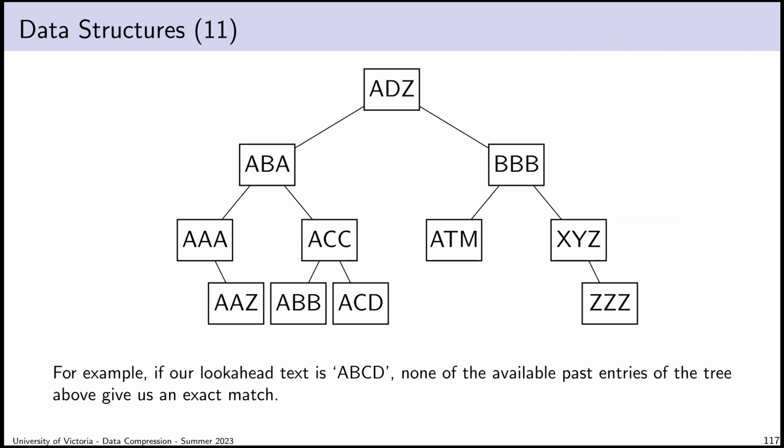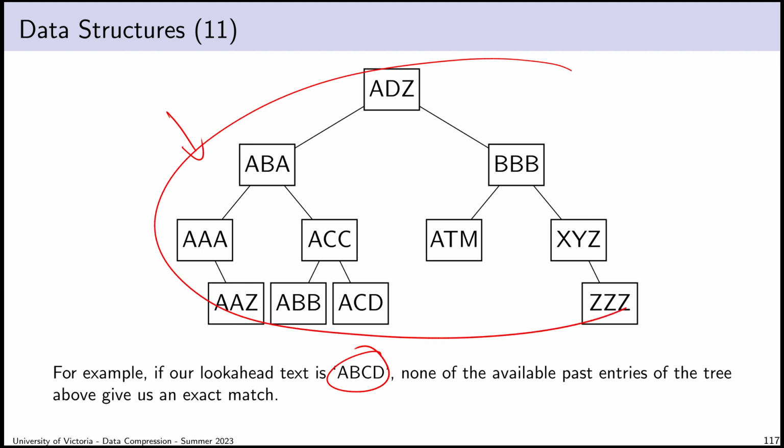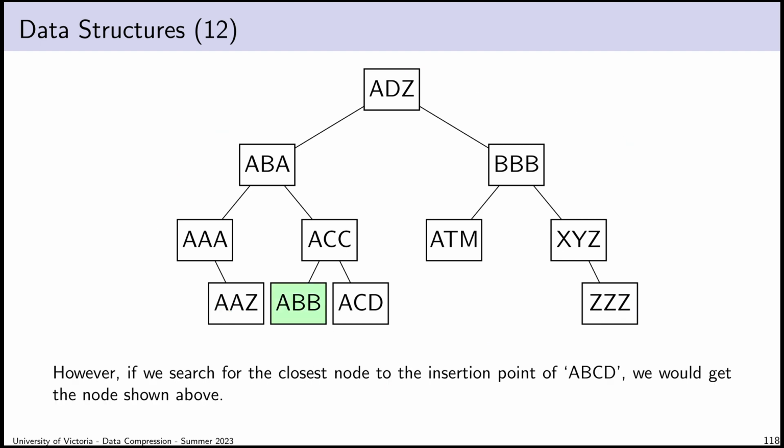So for example, in this tree here, suppose that we've got A, B, C, D in our look-ahead buffer. Now notice that I don't actually have A, B, C anywhere in the tree. But suppose I want a back reference that would help me with A, B, C, D. Well, none of the entries of this tree do that, but I could go looking for where I would insert A, B, C, D.